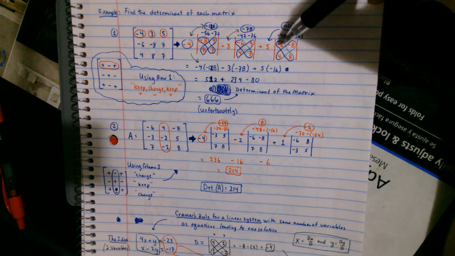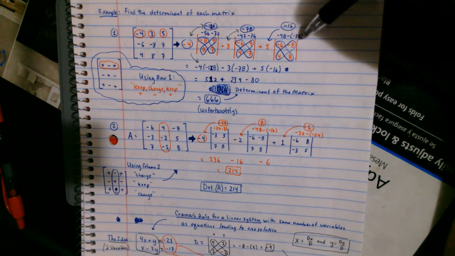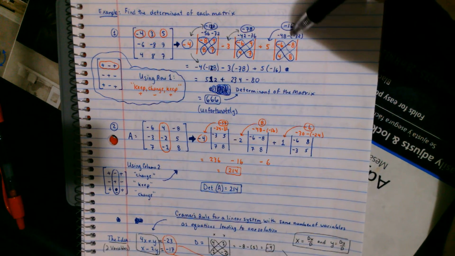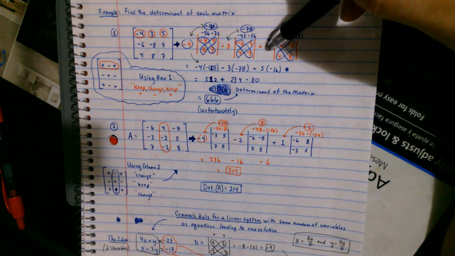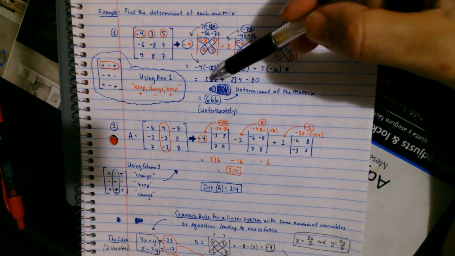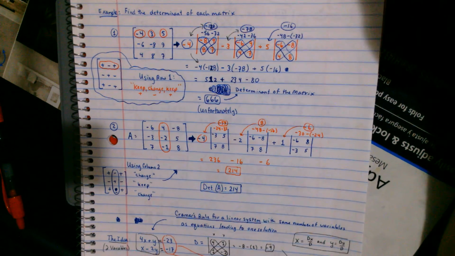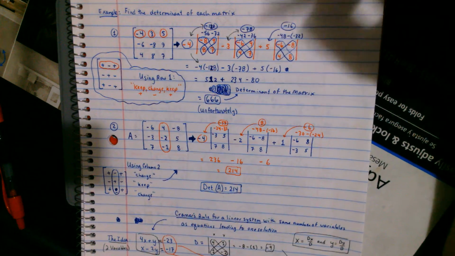Then negative 48 minus a negative 32. These two negatives make a plus, so negative 16. Negative 16 times 5 is negative 80. Add these 3 up, and I didn't realize this before I did the problem. It's unfortunate, but the determinant is that number.